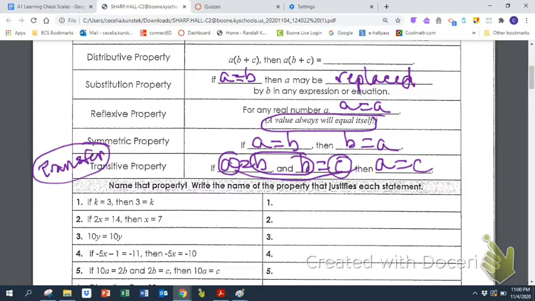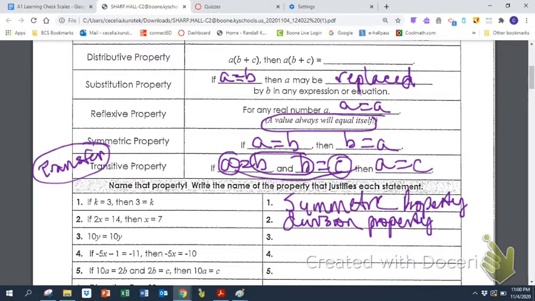All right, let's start a proof. Our first proof here. When we do these, we have to list out our properties. We're just going to list out the properties for each one. So if K is equal to 1, then 1 is equal to K. That is our symmetric property. And then on this next one, if 2x is equal to 14, then x is equal to 7, you ask yourself, what did they do to both sides to get x equal to 7? Well, they divided. So this is the division property. Okay, they've divided both sides by 2.